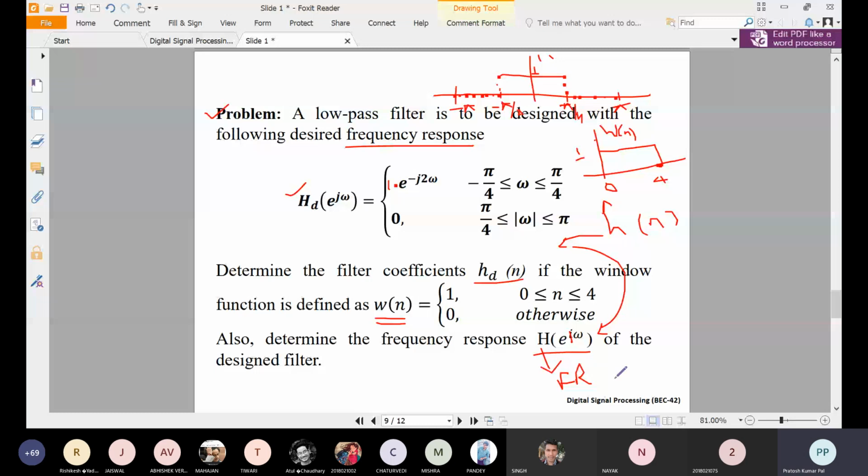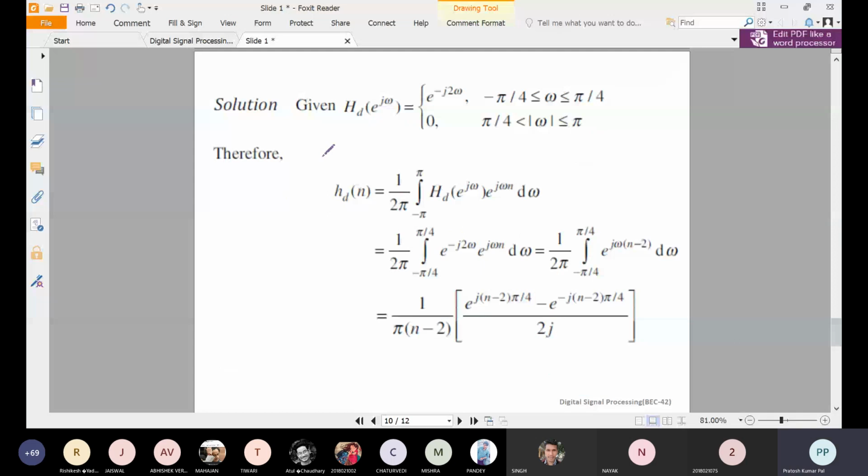So this will be the frequency response of our FIR filter. Here HD is given to be this one. This is the frequency response given of the desired filter. So first of all, we will be finding out hd of n. To find out hd of n, we will be using the inverse Fourier series method. That is 1 by 2 pi, where omega ranges from minus pi to pi, hd of e to the power j omega into e to the power j omega n into d omega. This is the formula to find out hd of n. We will be putting the hd value into this formula.